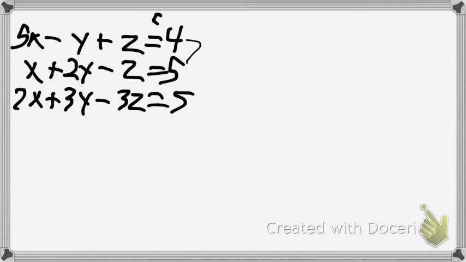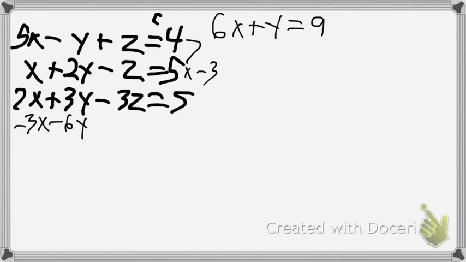So if I do this with elimination, I'm going to add those top 2 first. So I get 5x plus x is 6x. I have 2y plus negative y is y. Z's cancel out, equals 9. And then I'm going to multiply that second equation by a negative 3. It's going to be a negative 3x minus 6y plus 3z equals negative 15.